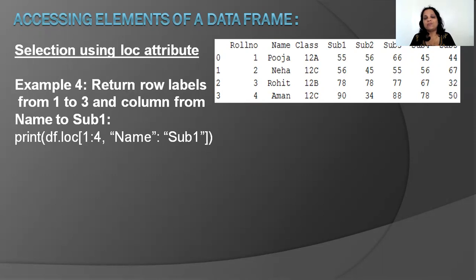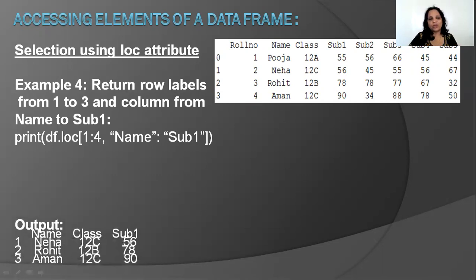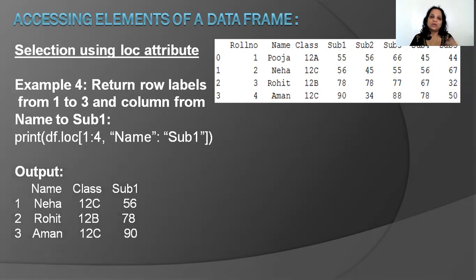That means give me everything from name to sub1. From name to sub1 means give me name, give me class, and give me sub1. And that is what I get. Rows from 1 to 3. Mind you, there's a correction. It's not 1:4, it's 1:3 there. And columns from name to sub1.